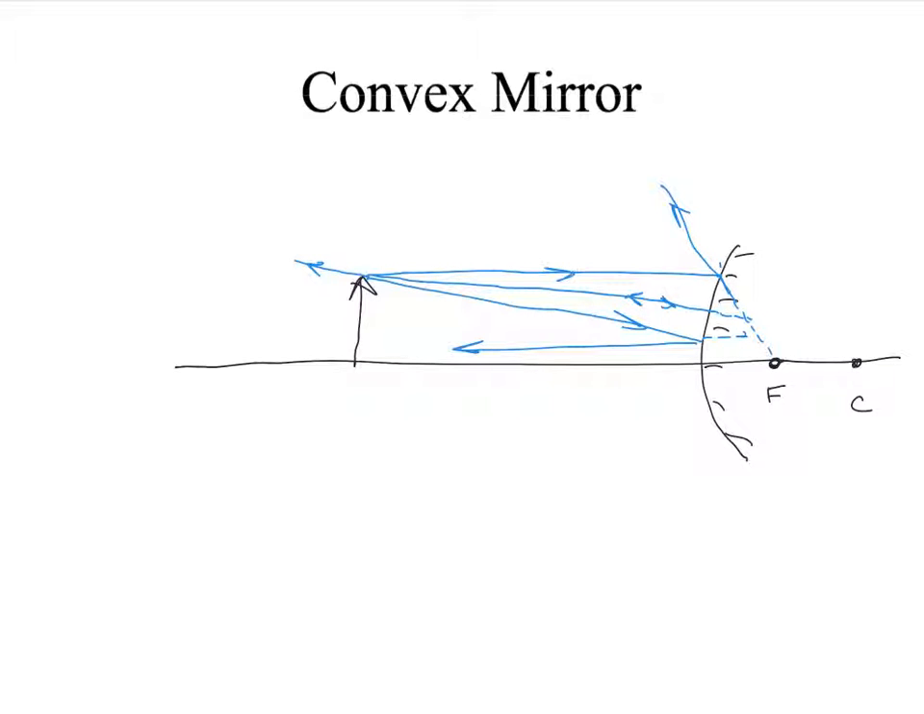And again, I didn't do a great job, but basically here is where we see our image, approximately there. I'll show you a better picture from the book in a minute. So it's upright, it's smaller, and of course it's a virtual image. And so notice that that's how we could tell the difference between a virtual image for the concave mirror and a virtual image for the convex mirror: the size of the image itself.